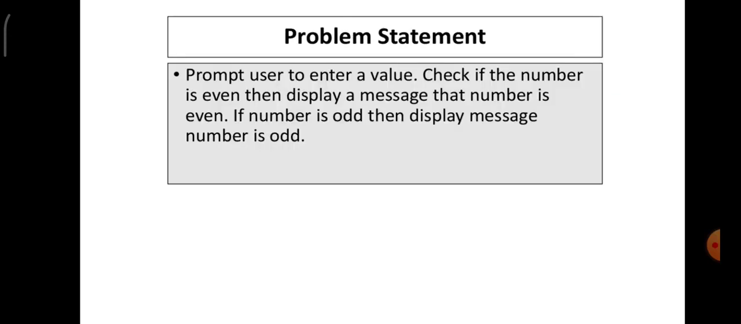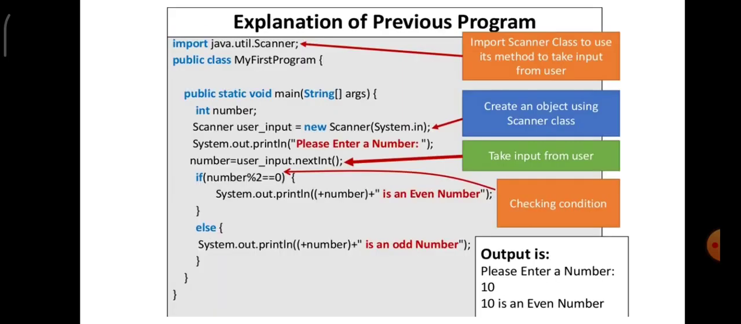Now go to the problem statement. Prompt the user to enter a value. Check if the number is even, then display a message, the number is even. If the number is odd, then display the message, number is odd. So you are going to take the if else statement because you are going to key in the value. You are going to look out for the condition of whether it is an even number. If it is an even number, the if statement is printed. If it is an odd number, the else statement is printed. It is as simple as that, children.